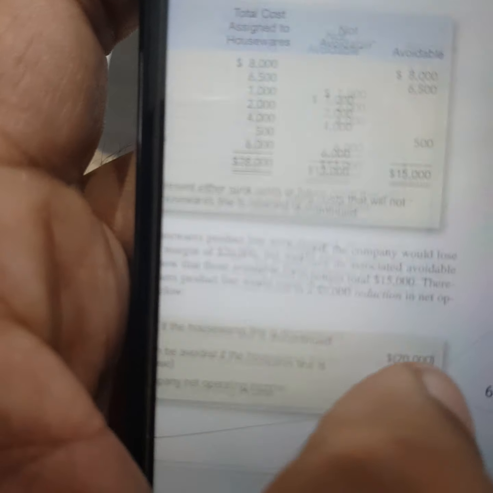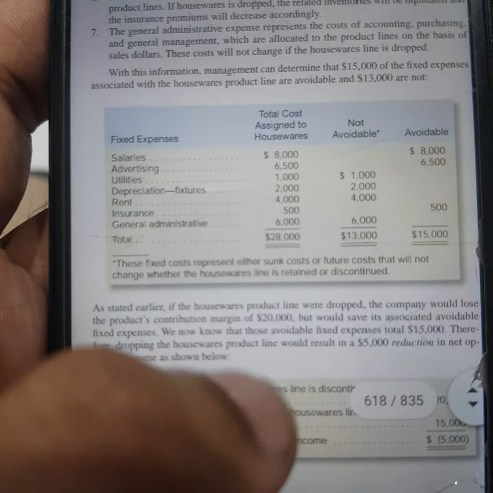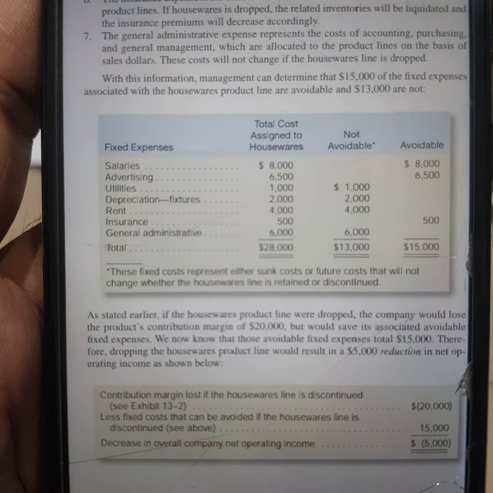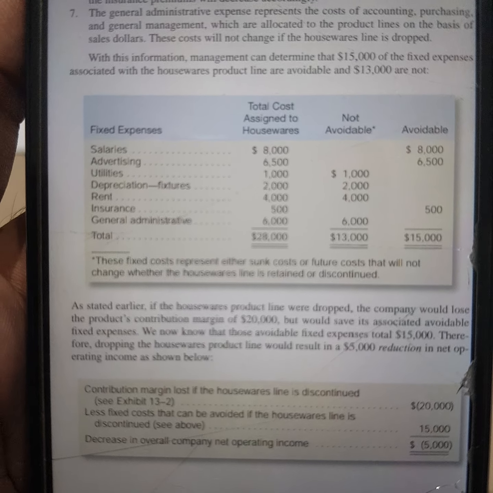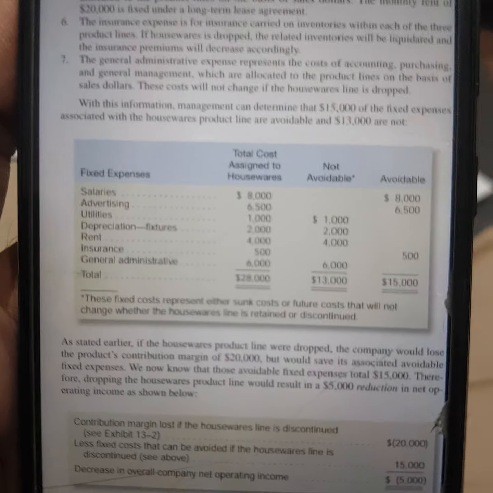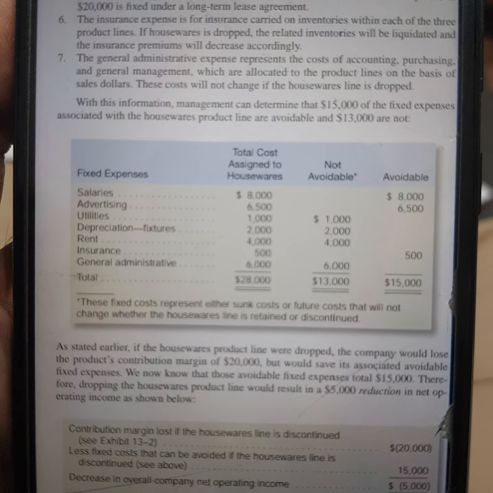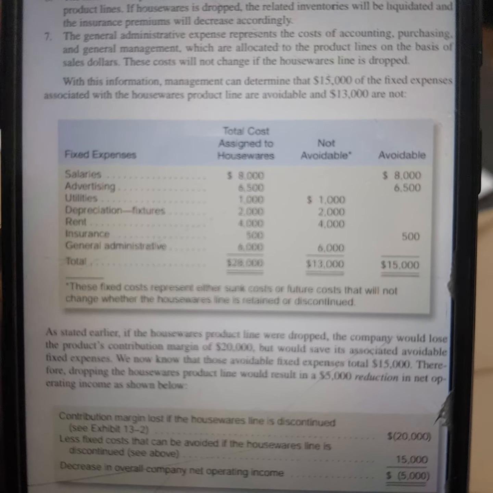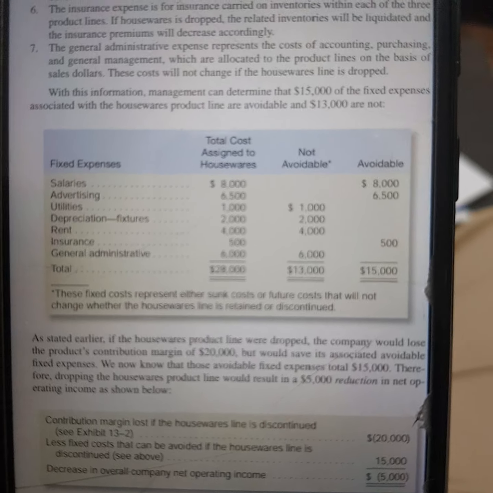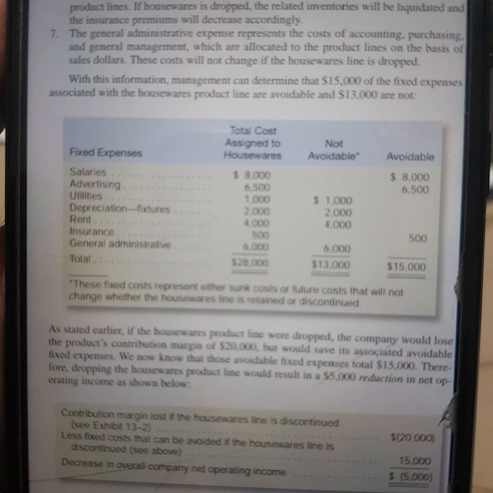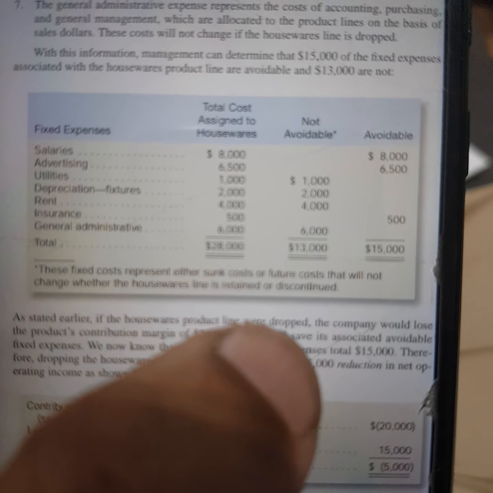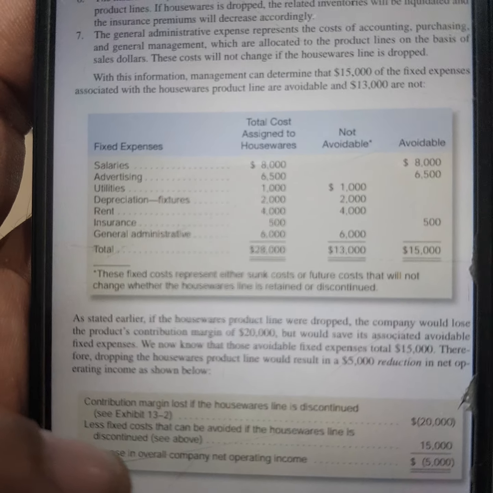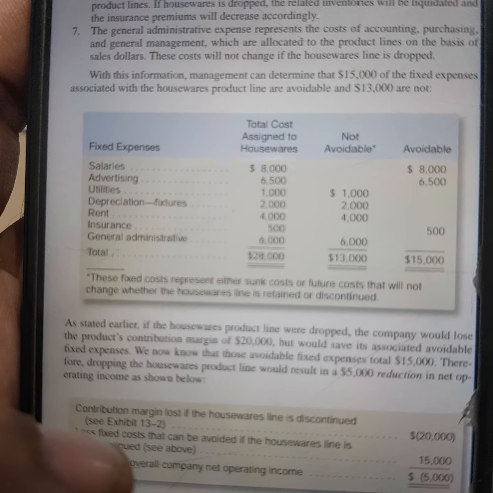We should see what type of fixed expenses are avoidable and which of them are not avoidable. If we take the housewares expenses, salaries are 8,000, and it is an avoidable cost. How can it be avoidable? If our houseware line is discontinued, we stop this type of product segment.